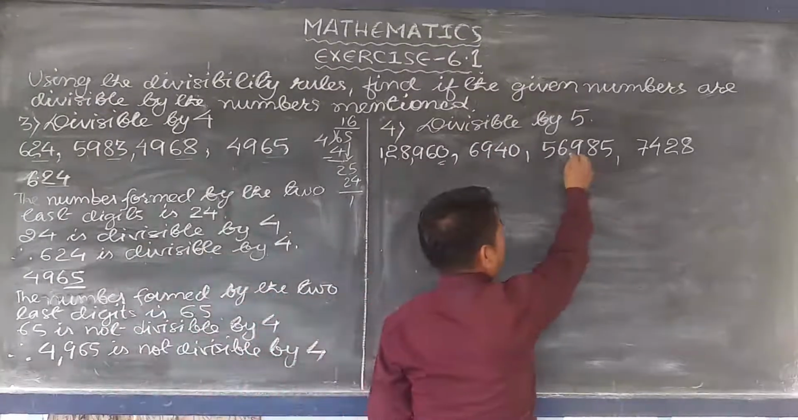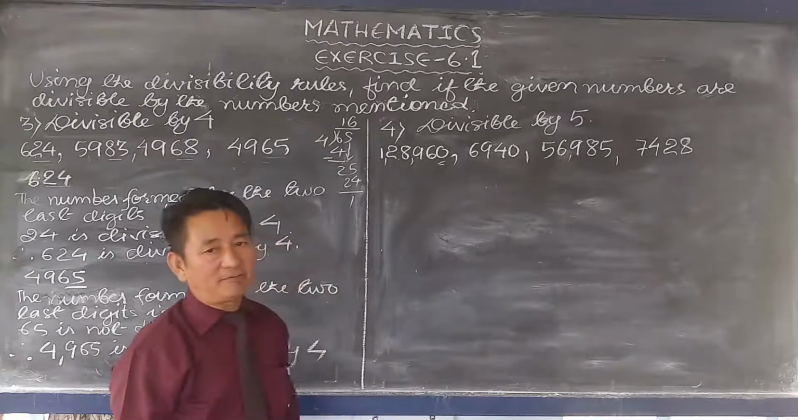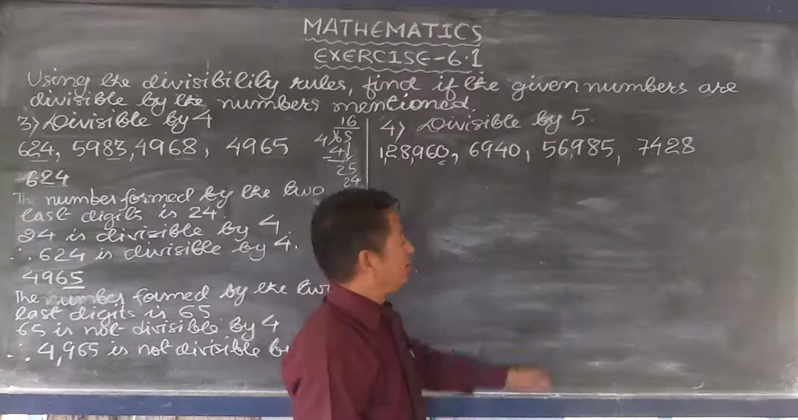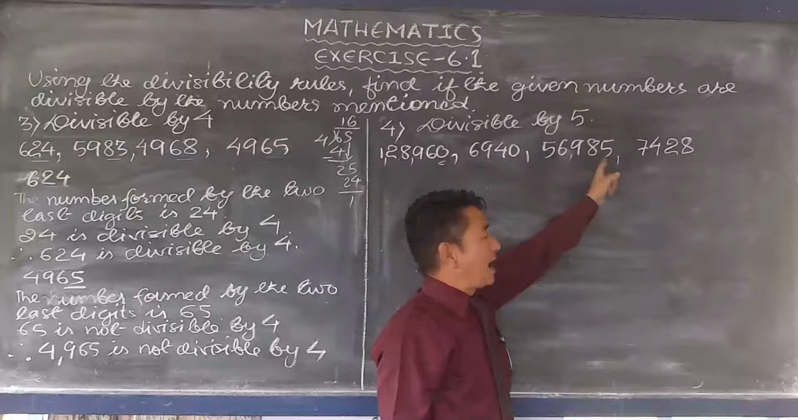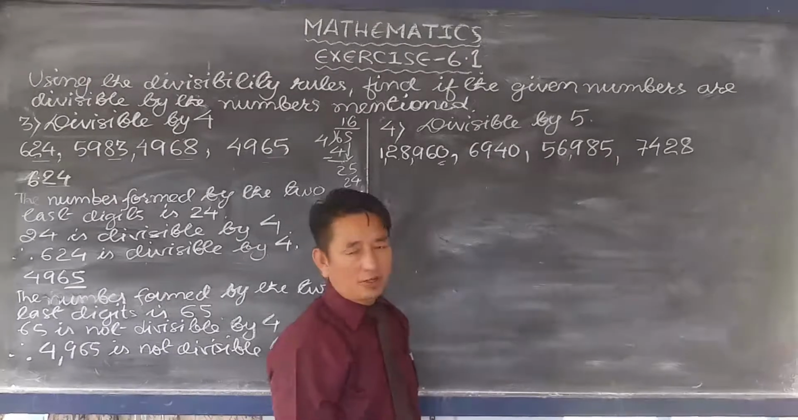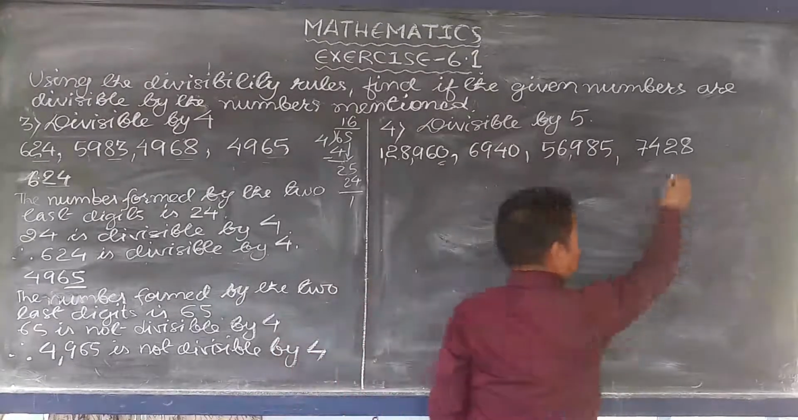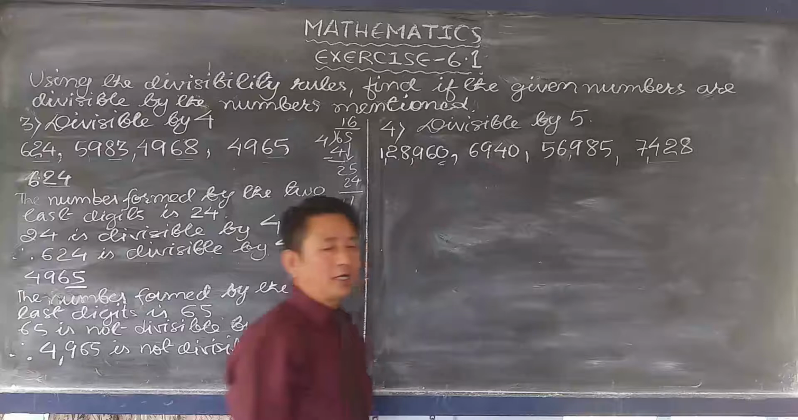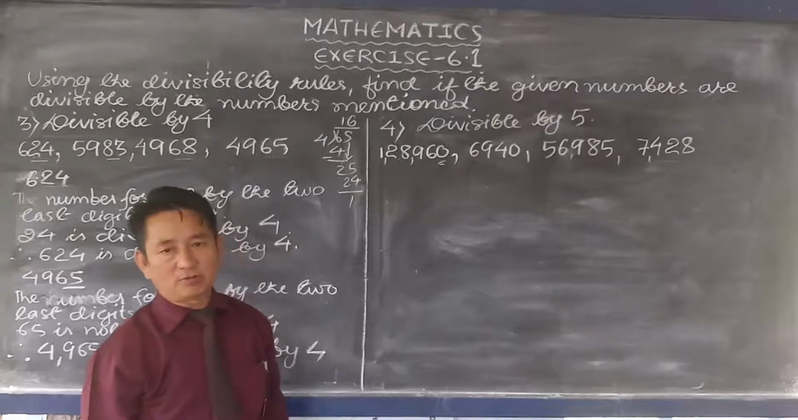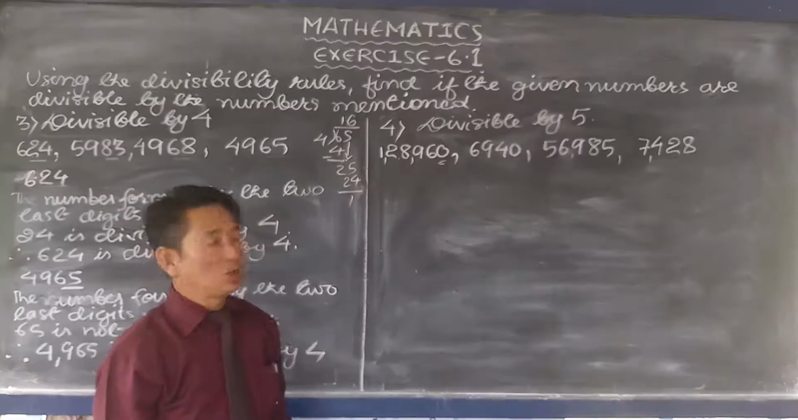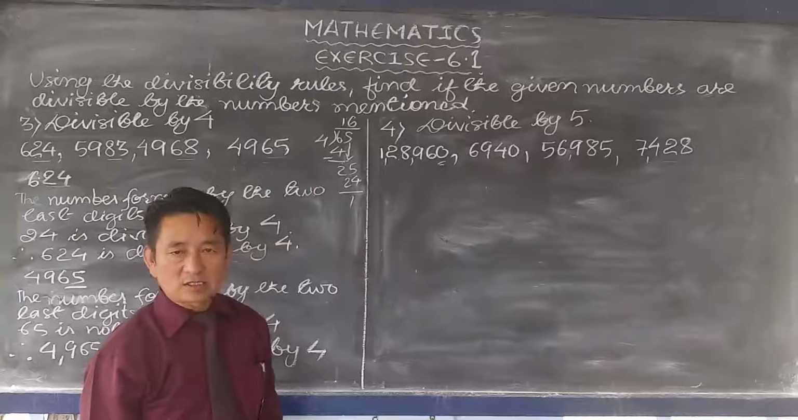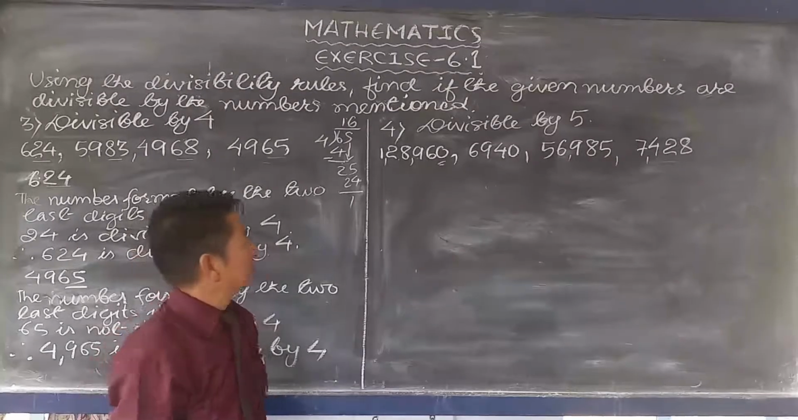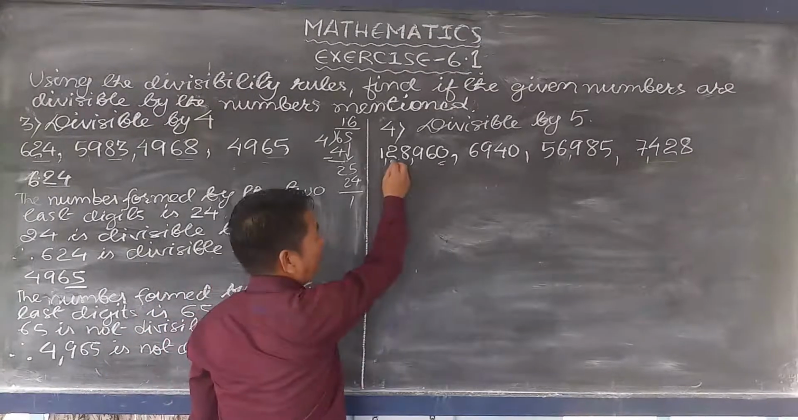Here, this 56,985 is also divisible by 5. As you can see here, there is 5 in its ones or unit place. And this number 7,428 is not divisible by 5 as there is 8 in its ones or unit place. Now I'll take this one first.